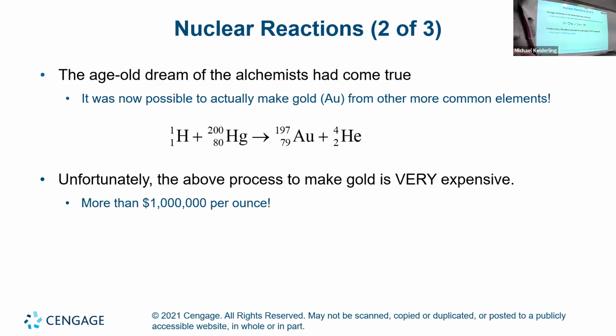And it's actually possible to make gold from other more common elements. So if you bombard mercury-200 with hydrogen, you get gold-197 and a helium nucleus. The actual process, they started with beryllium and went up to gold. It's more than $1 million per ounce. It's quite a bit more than $1 million per ounce. So it's definitely not cost effective.